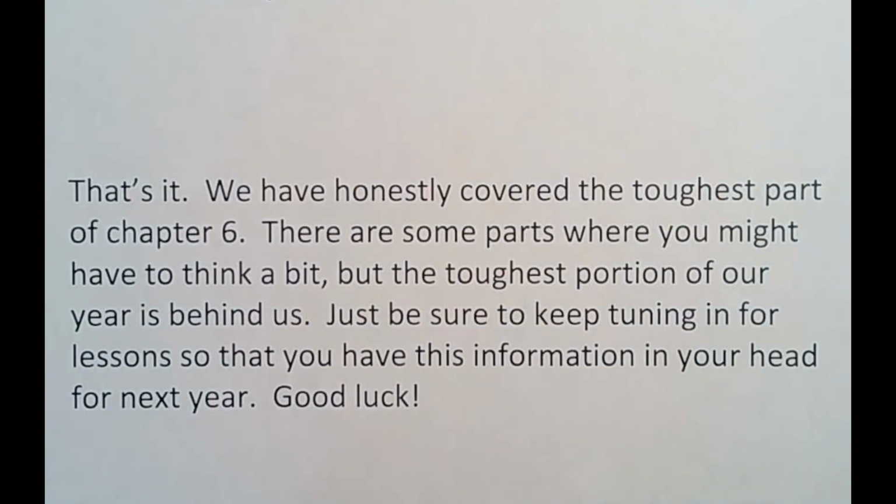We've honestly covered the toughest part of chapter 6. Substitution and elimination is the biggest issue for students, because they don't have the level of dedication to actually want to get it. I don't think it's something you don't get. I think it's something that once you want to get it, you'll be there soon enough.